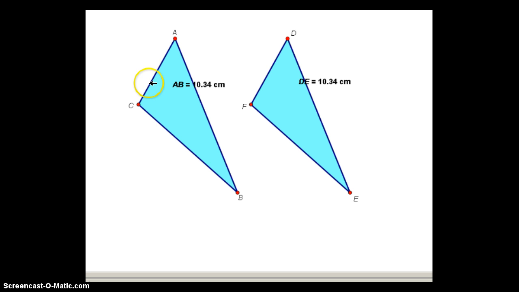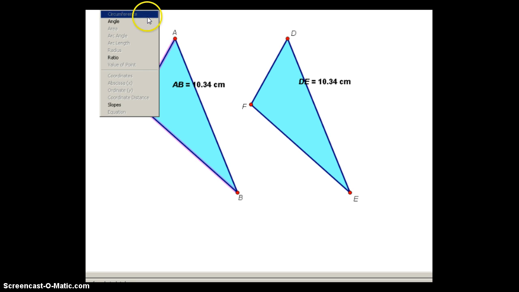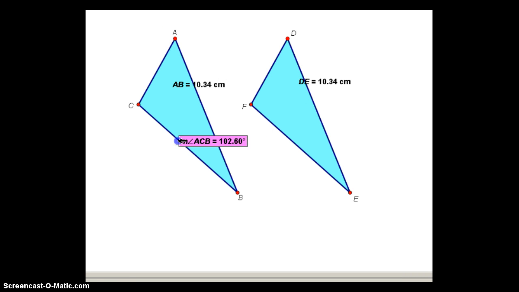If I were to measure any angle, let's say angle C, I'm going to get 102.6 degrees, and if I measure this angle over here, angle F, I get a measure of 102.6 degrees as well. So this fits the definition of congruent figures, which basically states that if you've got two congruent figures, the parts from one figure are going to be congruent to the corresponding parts in the other figure.